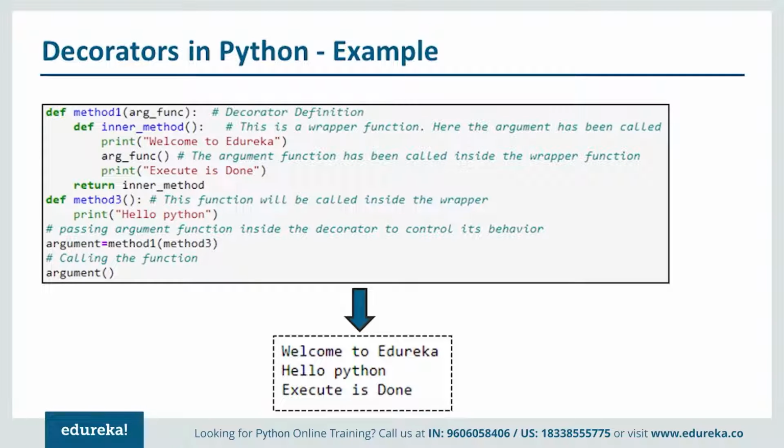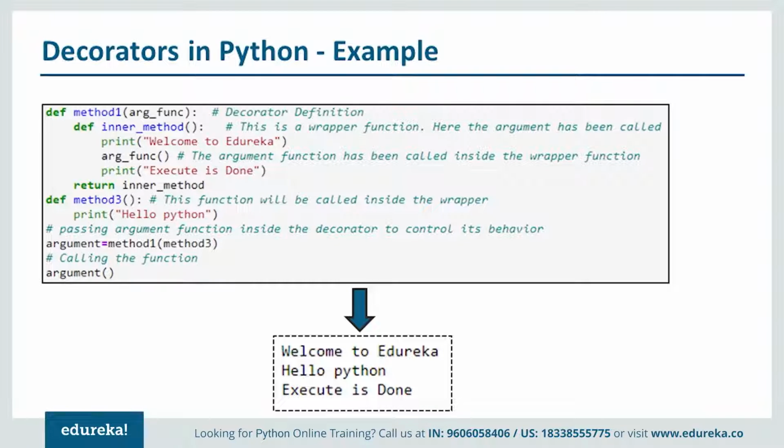Now we have another method called method 3, in which we print simply hello Python. In the calling mechanism, we are saying that argument is equal to method 1 with an argument called method 3. So we are giving method 3 as an argument to method 1. This means that method 3 will be executed between the execution of welcome to Edureka and execute is done. So arg_func will be replaced with method 3, and that's how you will get the overall mechanism.